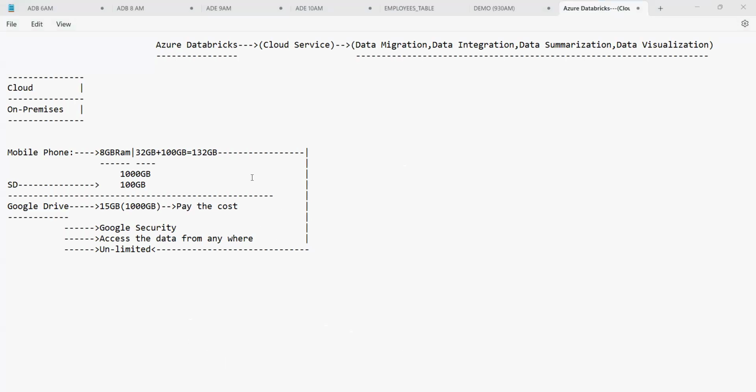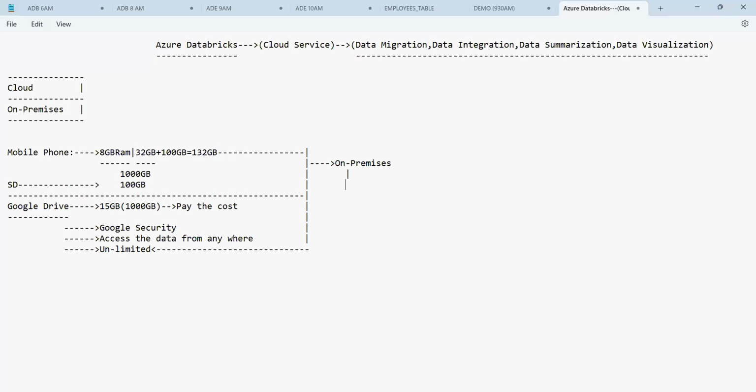We are moving the data from the mobile phone to the Google Drive. We are storing the data in the Google Drive rather than in the mobile phone. So unknowingly, guys, we are moving the data from the on-premises environment to the cloud environment. Your mobile phone is called on-premises.